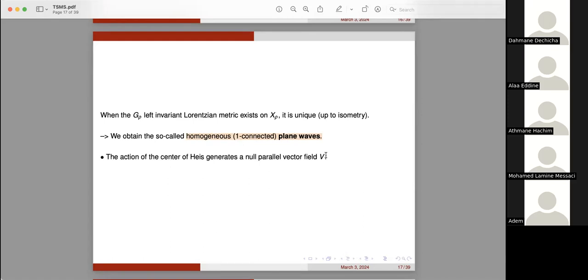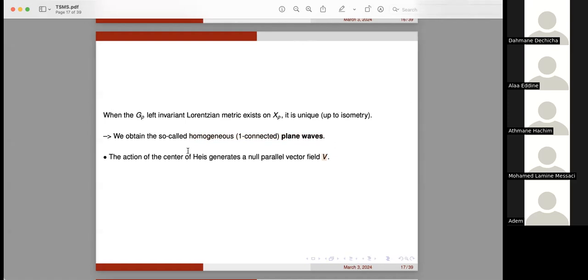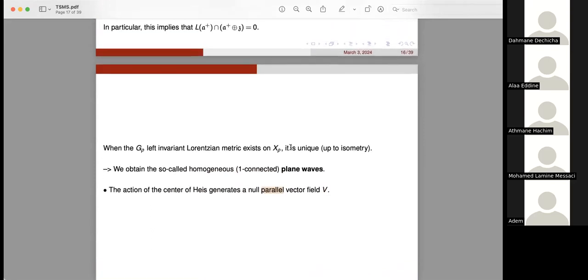On this basis, the action of the center of Heisenberg generates a null vector field V, which is parallel. When it preserves a Lorentzian metric, I have a well-defined null parallel vector field, parallel with respect to the Levi-Civita connection of the Lorentzian metric. So what do I have now?